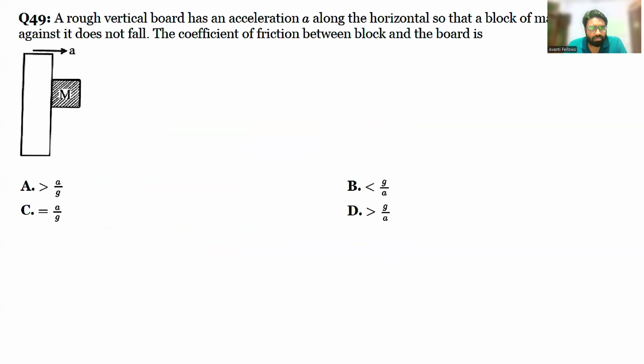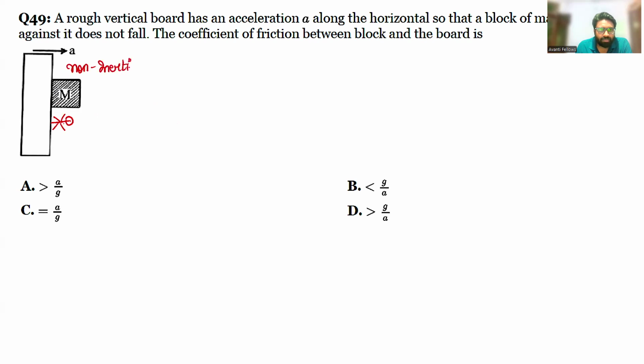This: a rough vertical board has an acceleration a along the horizontal so that the block of mass m pressing against it does not fall. The coefficient of friction between the block and the board is? So if you are sitting on this, for you this particular block is in a non-inertial frame.